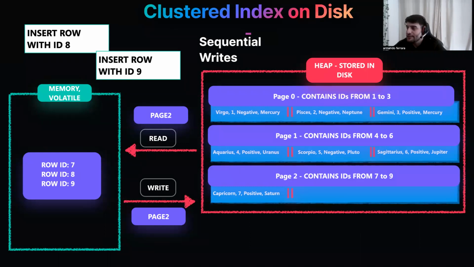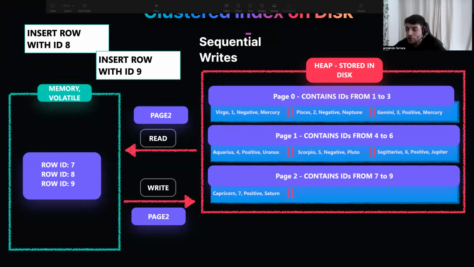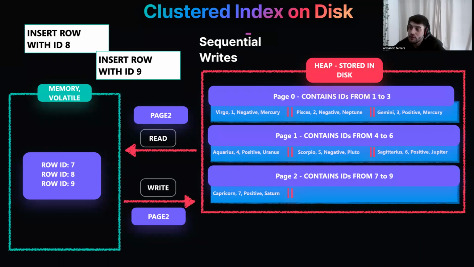Now, I don't flush immediately to disk. I keep page 2 in memory, hoping that the next insert will arrive and will fill page 2 before flushing to disk. In this way, I don't have to retrieve it again. This is called hot pages.